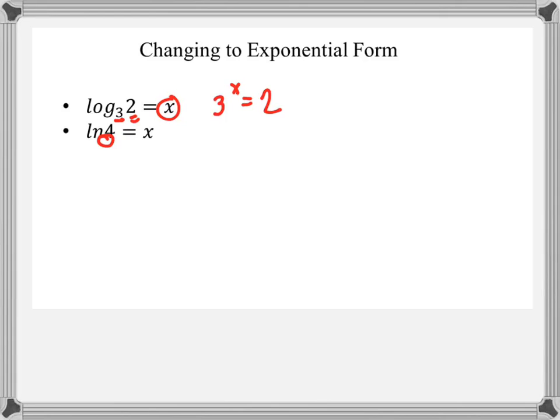Natural log of 4 equals x. So here our base is e, so e to the x equals 4. Natural log of 4 equals x is equivalent to e to the x equals 4.